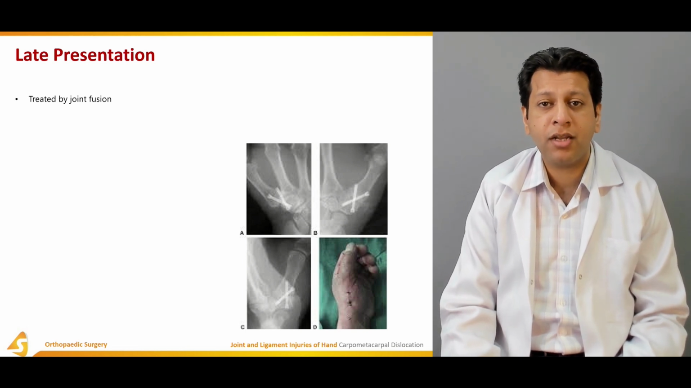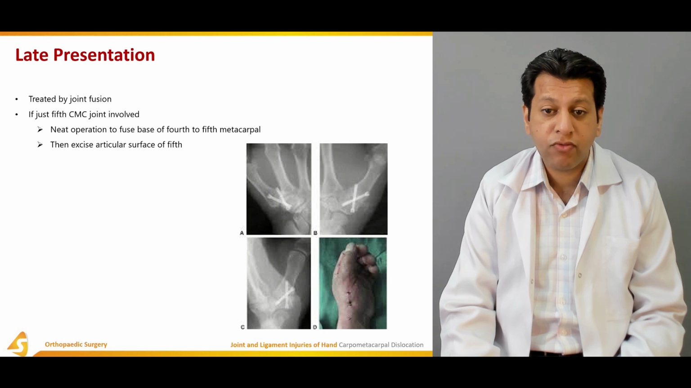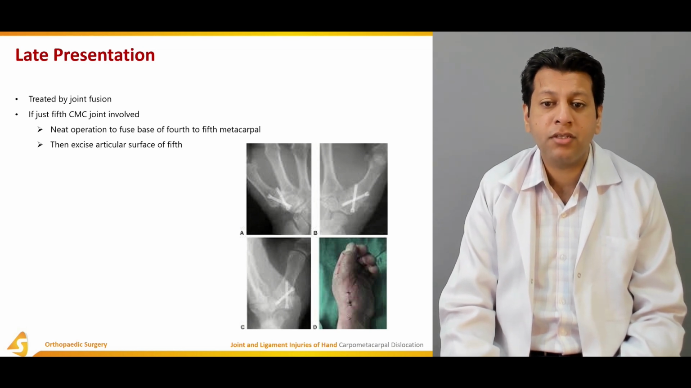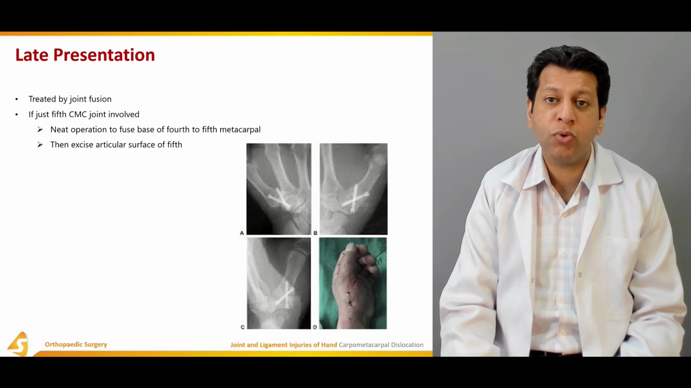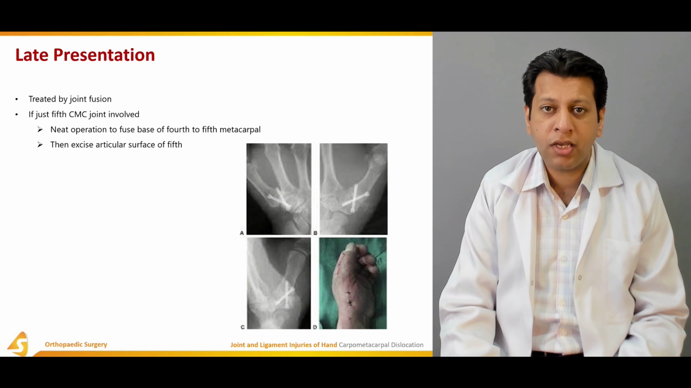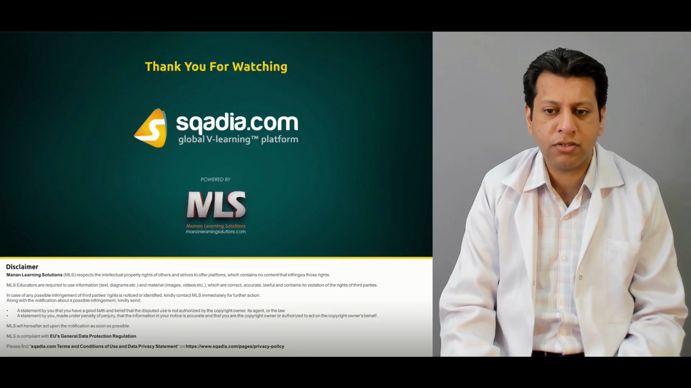Why? Because arthritis has set in and the pain will probably not go away with simple ligamentous reconstruction. If just the 5th carpometacarpal joint is involved, an operation to fuse the base of the 4th to 5th metacarpal can be done, or the simpler option is to excise the articular surface of the 5th metacarpal. Why? Because this is where the real pain is going to be. We excise the articular surface and fuse them together with the carpometacarpal joint, leading to carpometacarpal arthrodesis.